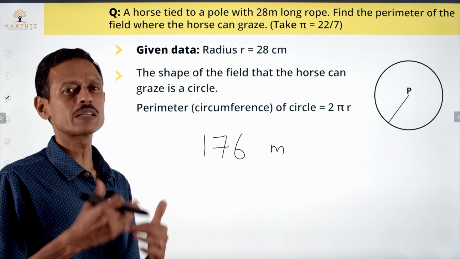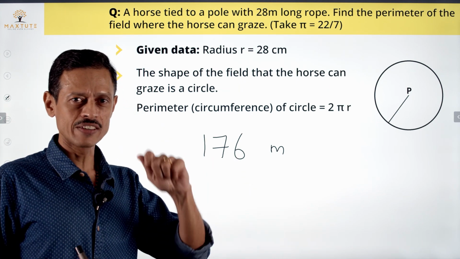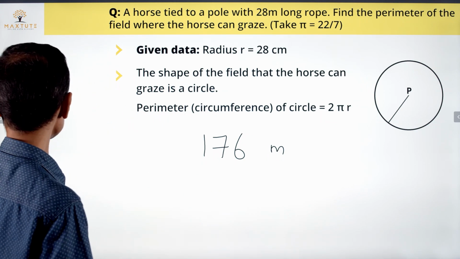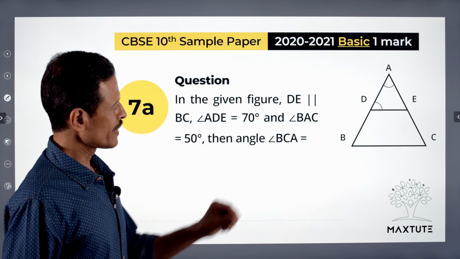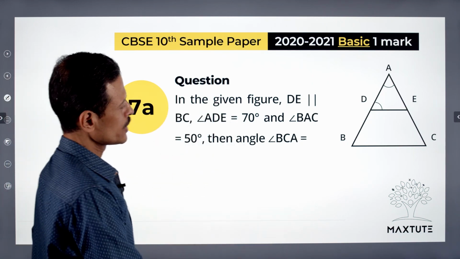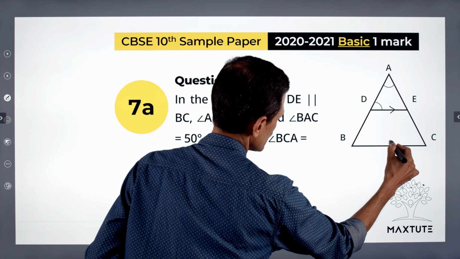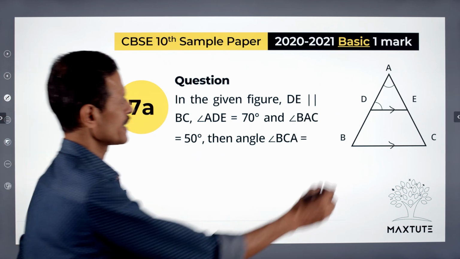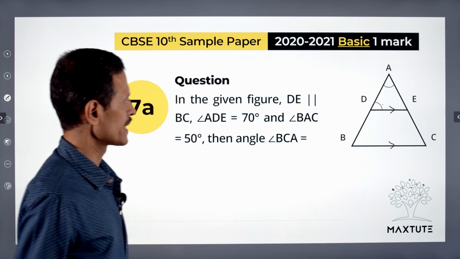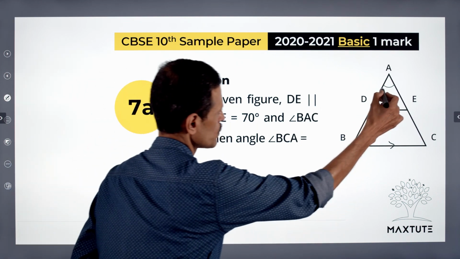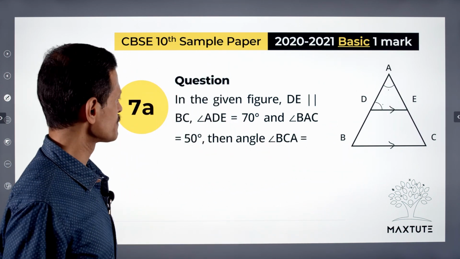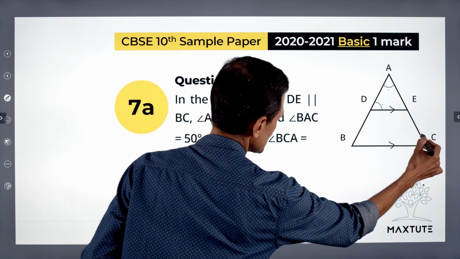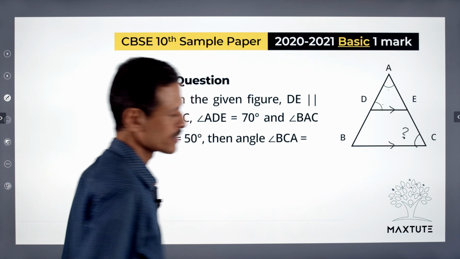Question 7 is from triangles. Both the internal choices 7a and 7b basically test concepts in triangles. Let's start with the first one. In the given figure, DE is parallel to BC. Angle ADE is equal to 70 degrees. This angle is equal to 70 degrees. And angle BAC is equal to 50 degrees. We'll mark it in the next slide. Then find out the measure of angle BCA.